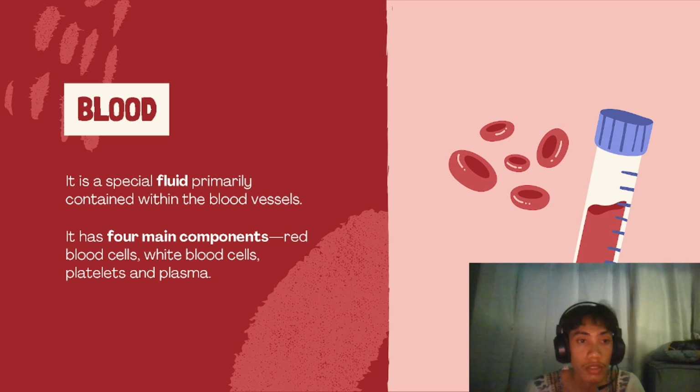The second is blood. It is a special fluid primarily contained within the blood vessels. So it has four main components: the red blood cells, white blood cells, platelets, and plasma.